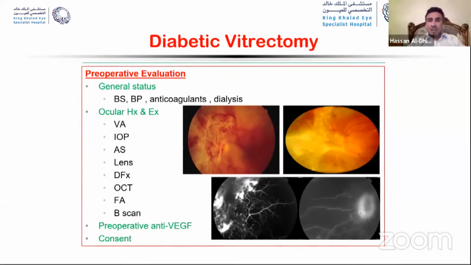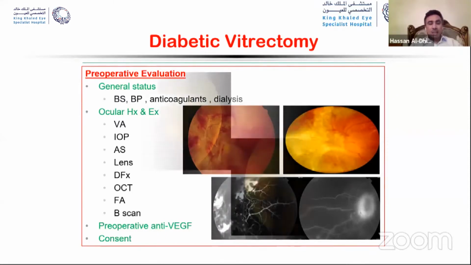Perioperative anti-vascular endothelial growth factor is an important adjunct that really helps us control the bleeding during the surgery and makes the surgery go safely. Consent is important: speak with the patient and give him details about his status and look at his expectations before surgery, so that you can explain things in good time before the surgery.